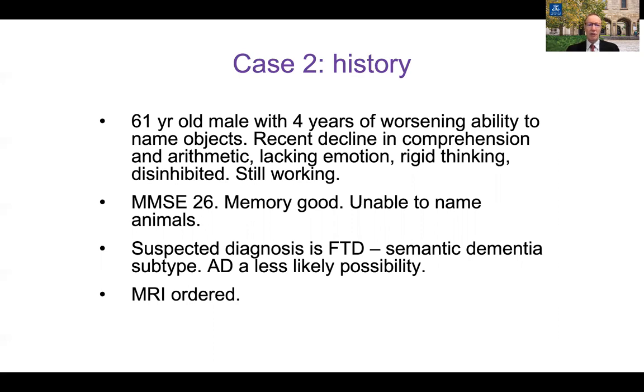In a 61-year-old male, you would expect someone to score a 29 or 30. 27 is getting quite concerning, and below 27 is very concerning. The patient actually did well on the 3 out of 3 word memory recall, but was unable to name any animals on further testing. The suspected diagnosis was frontotemporal dementia of the semantic dementia subtype, and AD was considered a less likely possibility. An MRI was ordered.